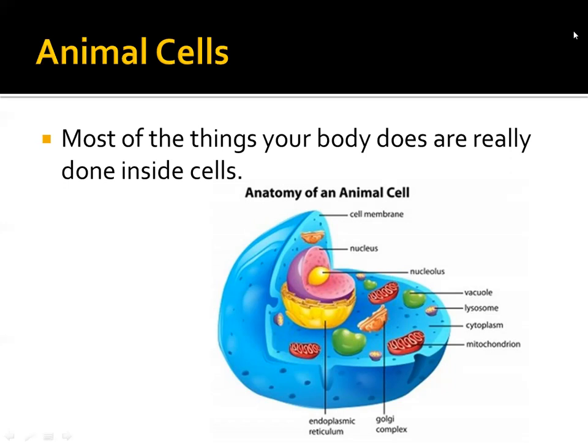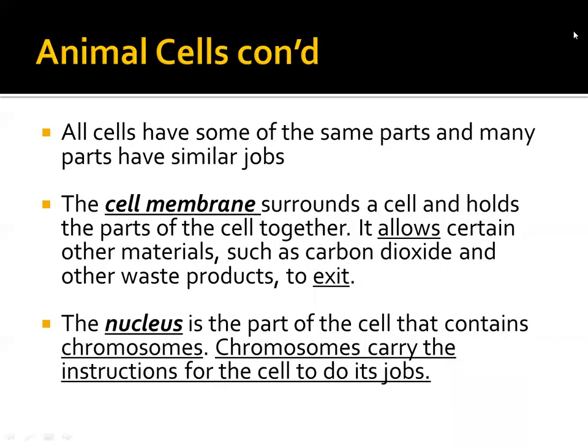First basic part we're going to learn about is the cell membrane. The cell membrane surrounds a cell and holds the parts of the cell together. It allows certain other materials, such as carbon dioxide and other waste products, to exit. So think of the room that you're in. The room that surrounds you has walls. Most likely has a door. Now, how do you get in and out of the room? Well, you could run through the wall and go through the door. Please don't run through the wall.